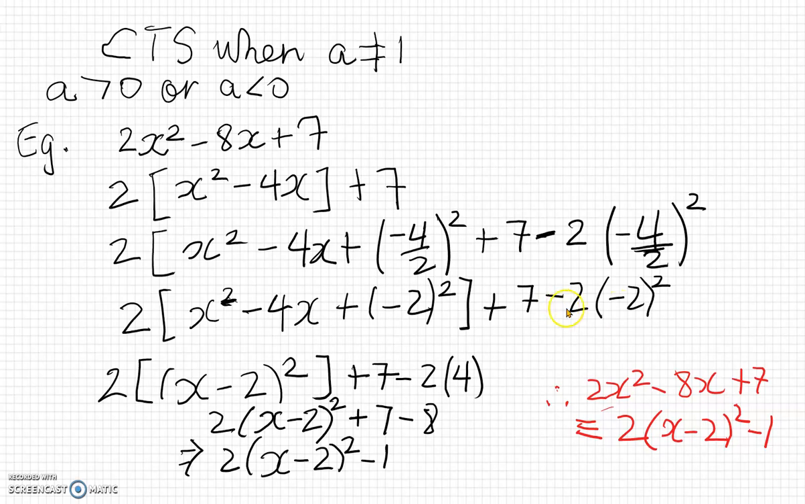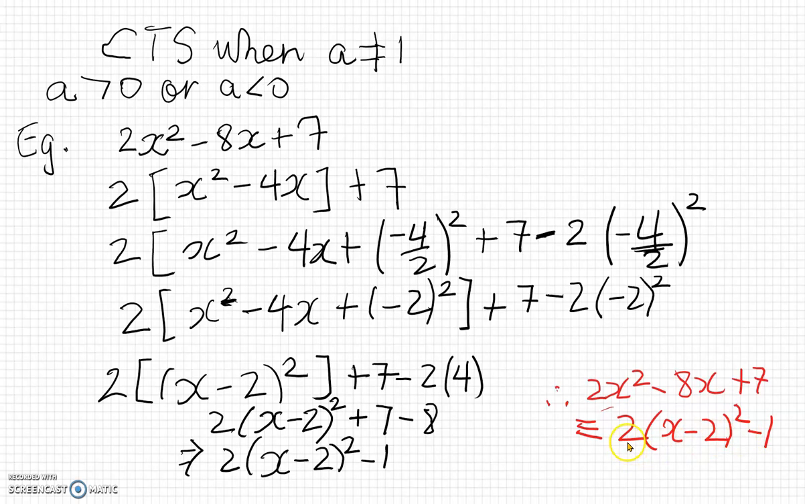Now we're going to simplify this portion. So you take the 7, take the minus 2, times the minus 2 squared, which is really 4. Minus 2 multiplied by minus 2 is really 4. So here minus 2 multiplied by 4. This gives 7 minus 8. 7 minus 8 is minus 1. So this really breaks down to 2 open bracket x minus 2 all to be squared minus 1. Therefore 2x squared minus 8x plus 7 is the same as 2 open bracket x minus 2 all to be squared minus 1.